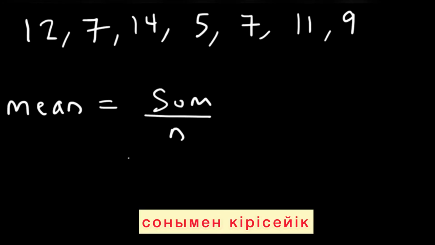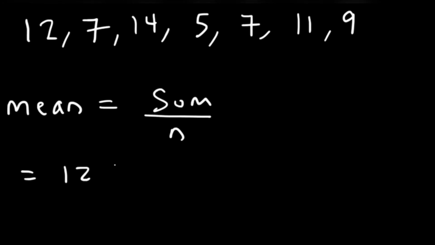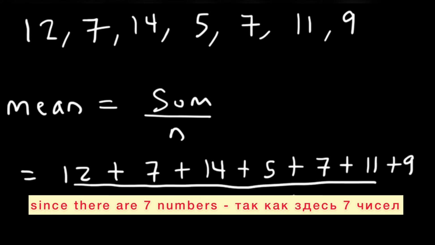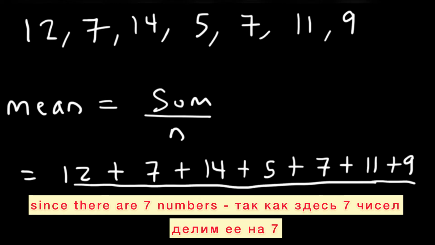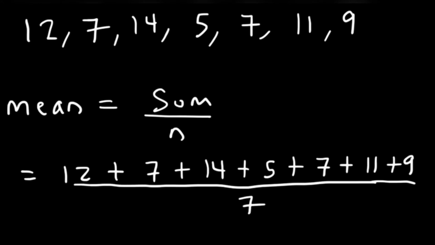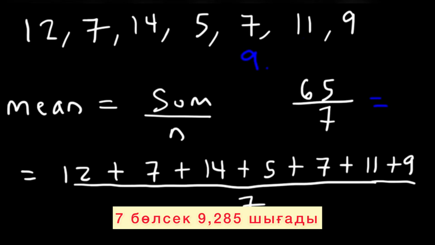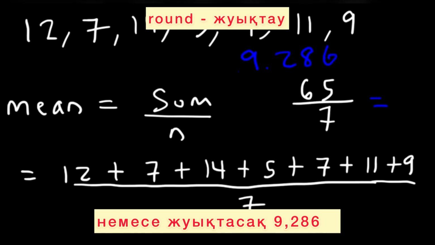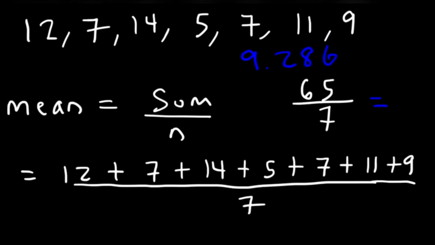So let's go ahead and do that. So let's add up 12 plus 7 plus 14 plus 5 plus 7 plus 11 and plus 9. And since there are 7 numbers, let's divide it by 7. So the sum of the 7 numbers is 65. 65 divided by 7 is equal to 9.285, or 9.286 if you round it. So that's the arithmetic mean of those numbers.